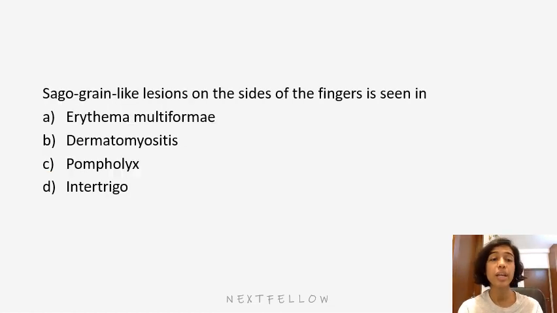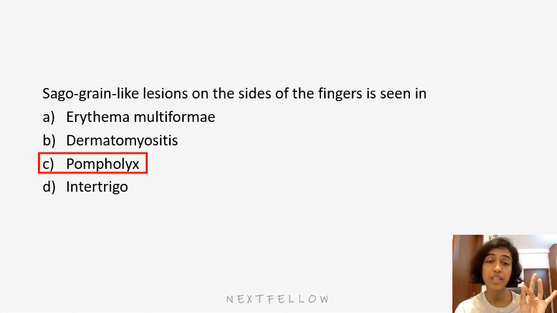Okay, sago grain-like lesions on the sides of the fingers is seen in erythema multiforme, dermatomyositis, pompholyx, and intertrigo. So the answer again straightforward: sago-like lesions like blisters, deep-seated blisters on the sides of the fingers is pompholyx, which is another type of endogenous eczema, right? You will see findings in all the other conditions as well.